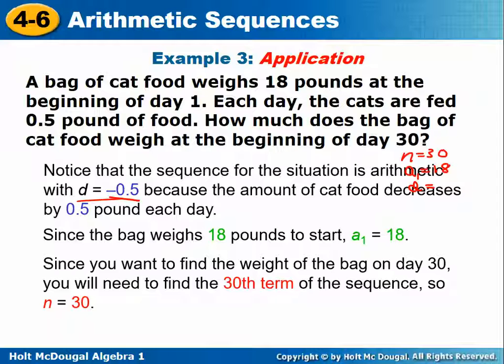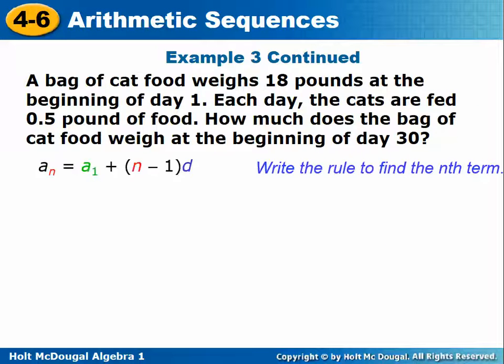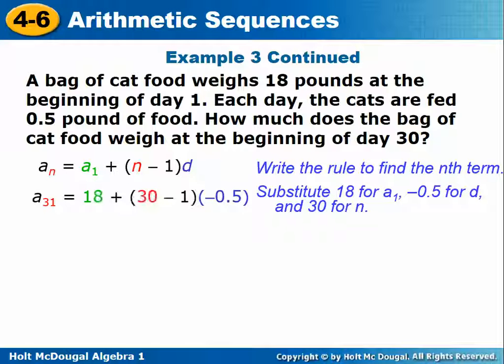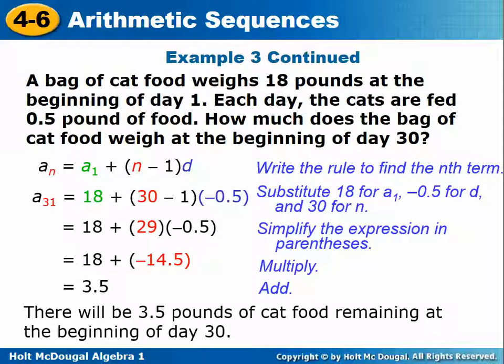So it's decreasing by 0.5, so our common difference is -0.5. So now that we know what all the variables stand for, then you will plug them into the formula. It started at 18 pounds, and then we want to know what it is when n is 30 after 30 days, and every day it decreases by 0.5. Make sure that you simplify the expression in the parentheses first, that's 29, then multiply, and then finally add. Don't forget your order of operations. So there will be 3.5 pounds of cat food remaining at the beginning of day 30.